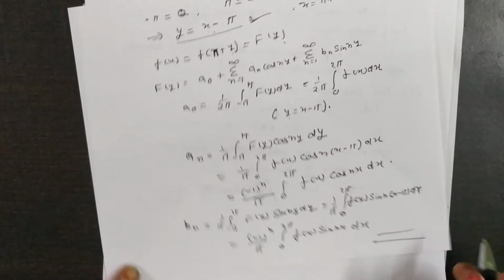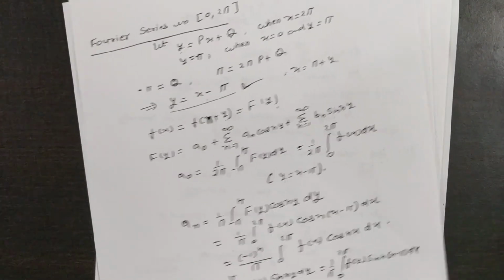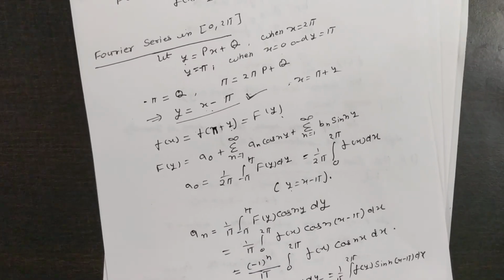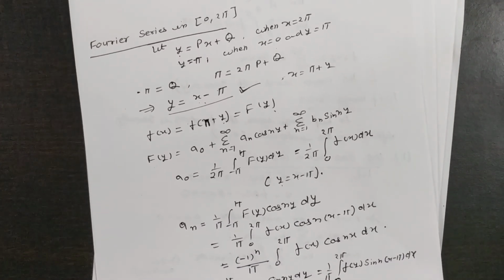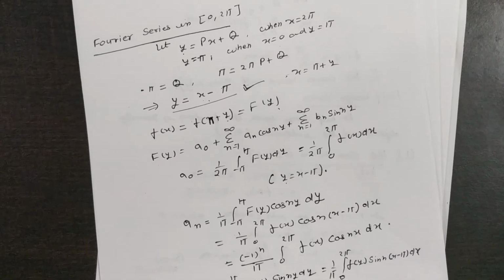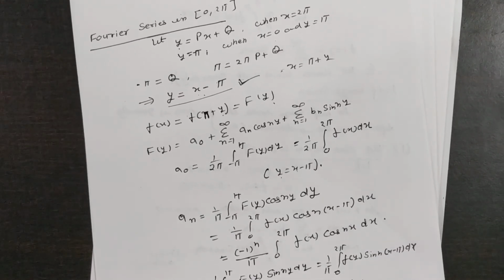Students, so for this kind you know the results for the interval 0 to 2 pi, you know a0, an, bn. Okay students, thank you. In the next video I will define some other terms of the Fourier series.